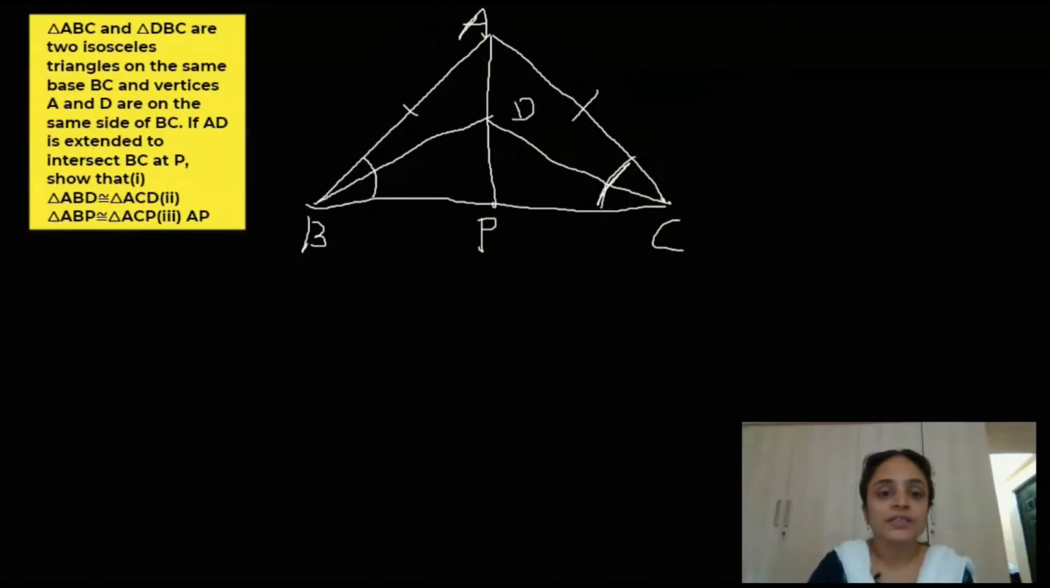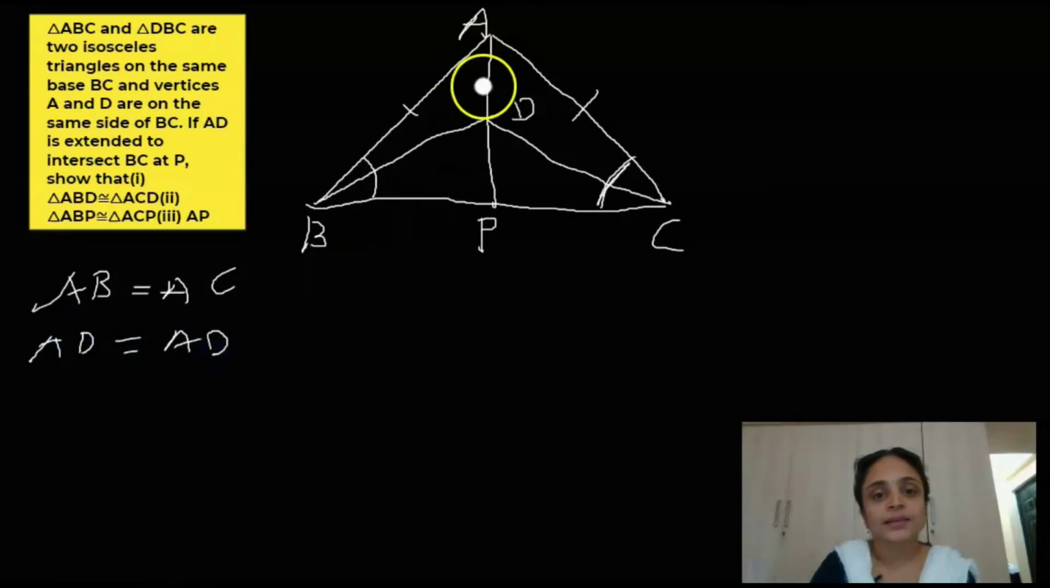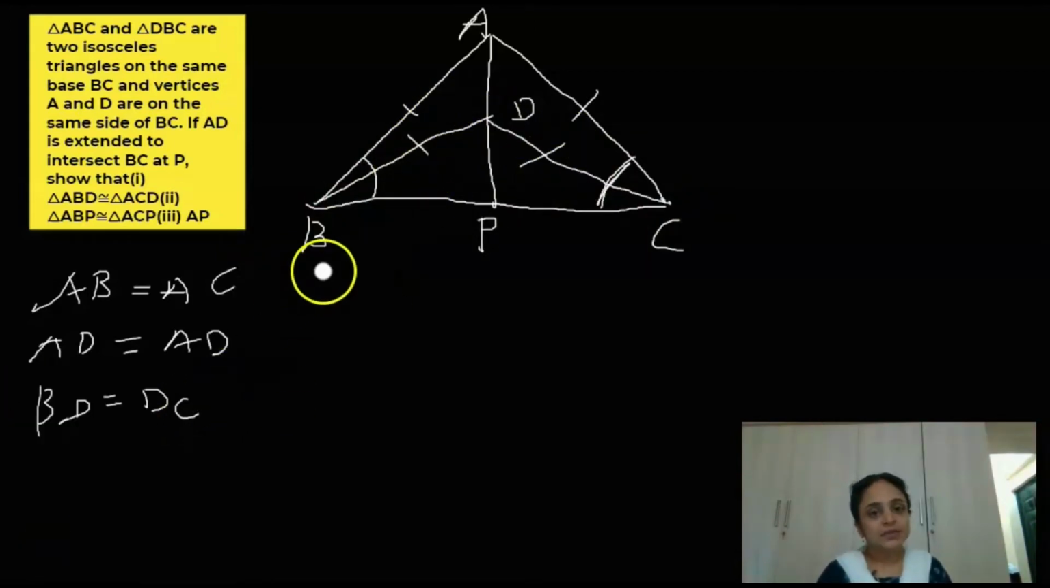So for that, first we know that AB and AC are equal. So we can write AB is equal to AC since this is an isosceles triangle. Now we know that AD is equal to AD because this is the common side of these two triangles. Now again, we know that BDC is also an isosceles triangle. So BD is equal to DC. So we got three sides which are equal. So this satisfies the SSS criteria. So we can say that triangle ABD is congruent to triangle ACD. So we have proved the first part.